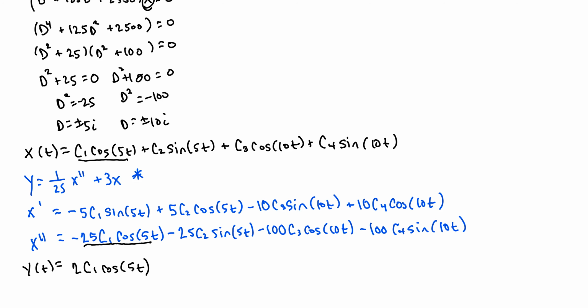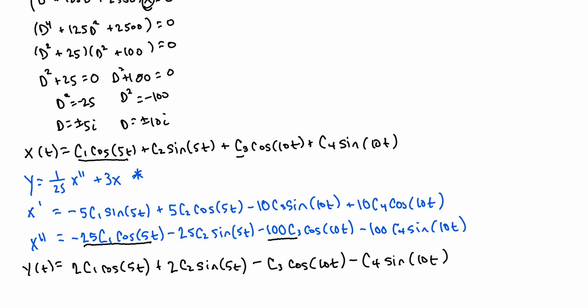Doing that same thing for the second term, looks like we're going to get another 2C sub 2 sine of 5t. 1/25 times this constant plus 3 times this constant, that's going to give me negative 4 plus 3C3, or minus C sub 3 cosine of 10t, and minus C sub 4 sine of 10t.